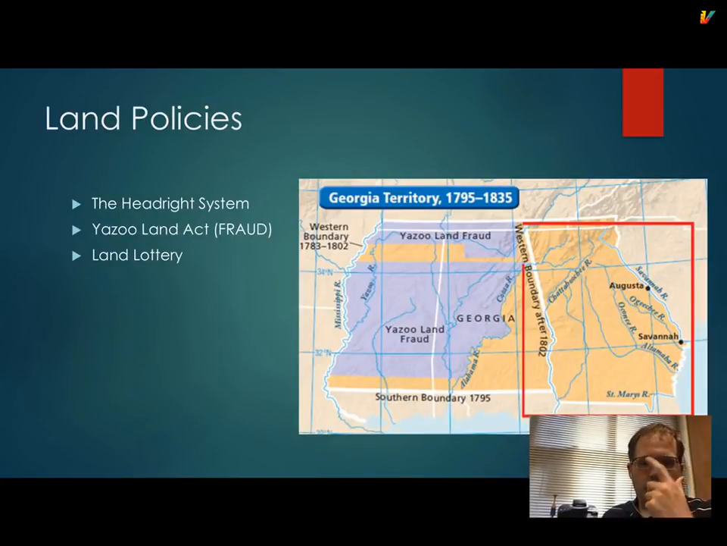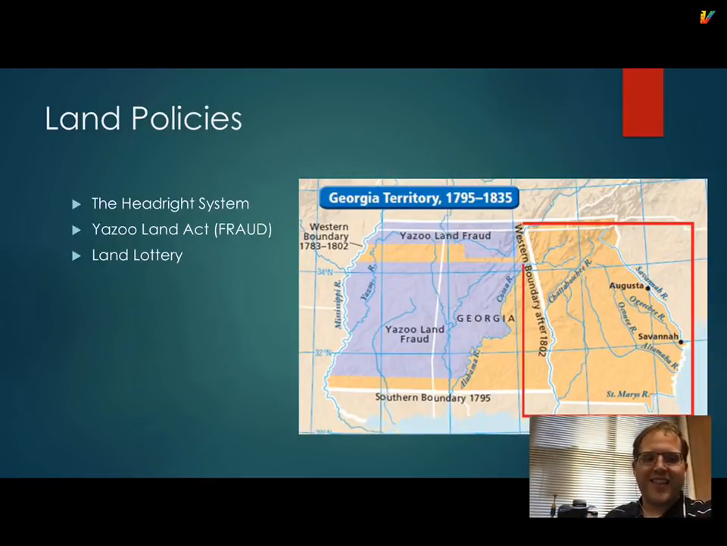The next thing I have is land policies. Remember that Georgia, after the war, we had lots of people coming in, and we needed to decide who lives where and how much land people get. And they had 3 different ways. The first way was the headright system, where if you were an adult white male over the age of 21, you could get free land. If you had a family, you got an additional 50 acres for each member of your family. If you owned slaves, you got another 10 acres for each slave, up to 1,000 acres.